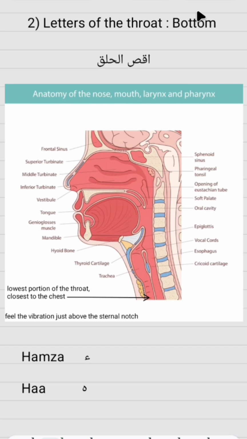The second pronunciation that we have is called aqsal halq, the letters of the throat, halq means throat. There are three parts to the throat. So there's a top, there's a bottom, and there's a middle. All right, so we're going to start from the bottom. The bottommost part of the throat, which is closest to the chest, is where the sound of a hamza and a ha will resonate from. So you can see here, lowest portion of the throat, which is closest to the chest, which is here.